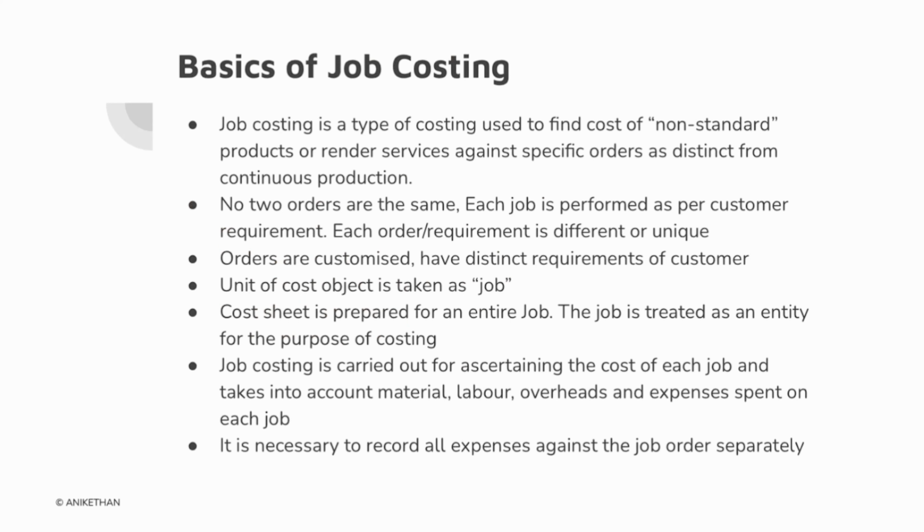That means now a customer gives an order, let's say a bicycle, a special bicycle, and after 2 months he will make some changes and he will give another order of another bicycle. So these two orders are treated as jobs and no two jobs are the same. They have a distinct requirement of the customer.